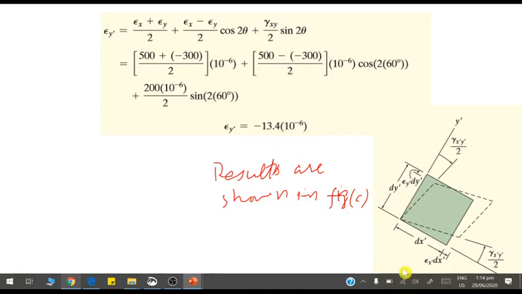Results are shown on this figure. So these are the results: epsilon x prime, epsilon y prime, and half of gamma x prime y prime.